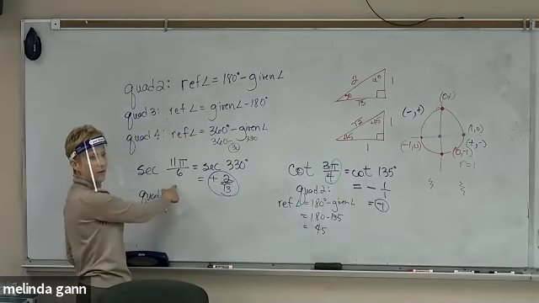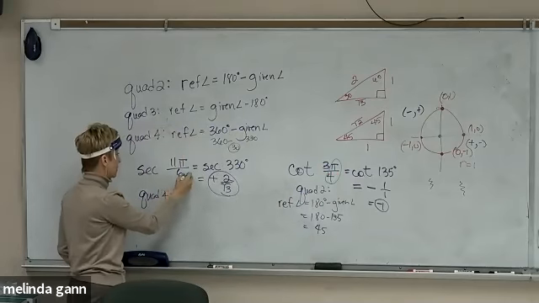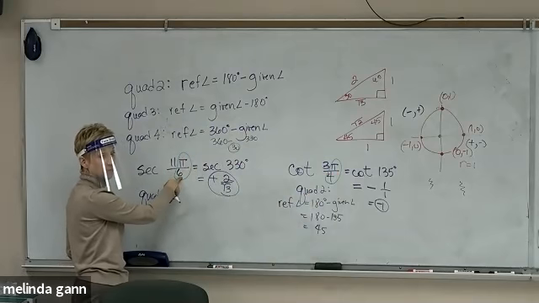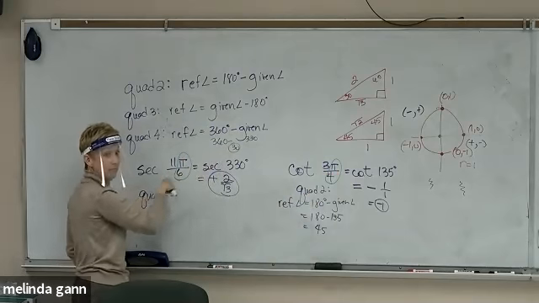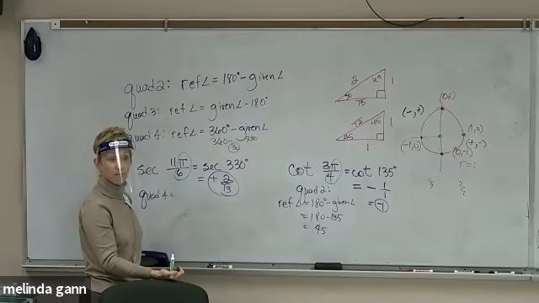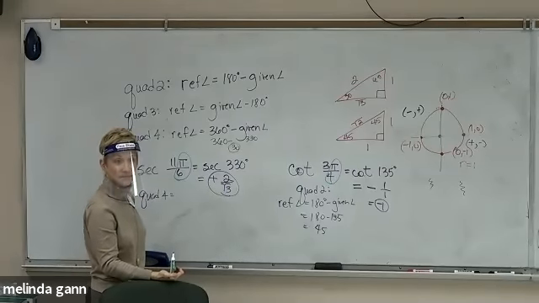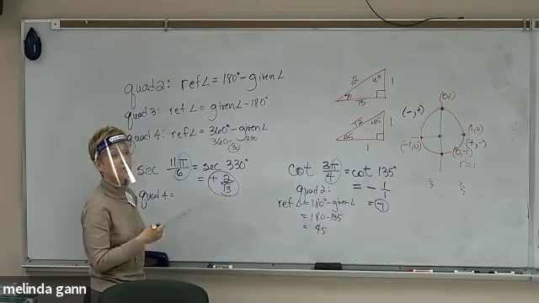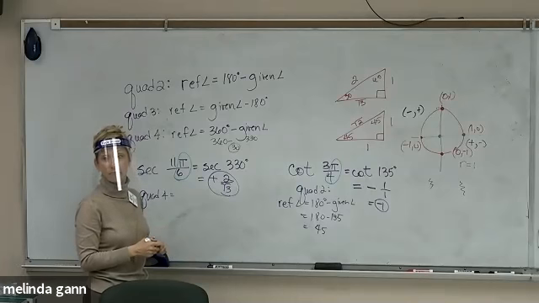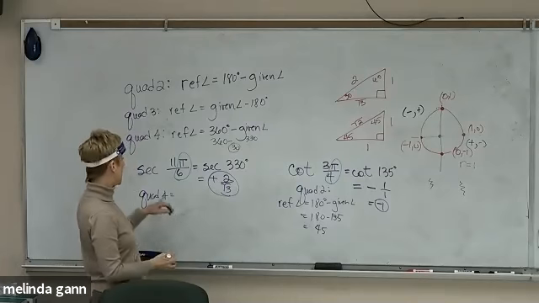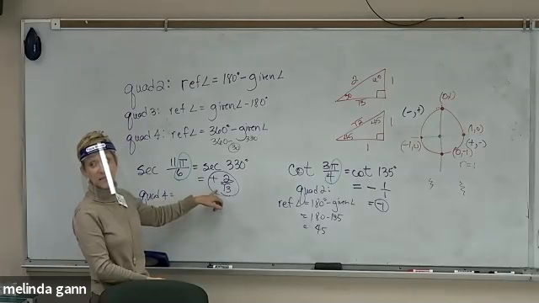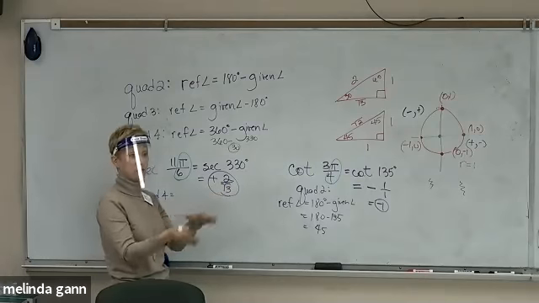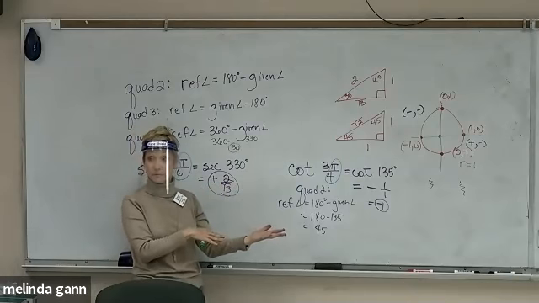Look over here. What's pi divided by 6? 30. Isn't that sweet? So radians make the reference angle super easy to see. Now, you still need to know what quadrant you're in, so you know if it's positive or negative. But it's a way to double check yourself and make sure your reference angle is correct.